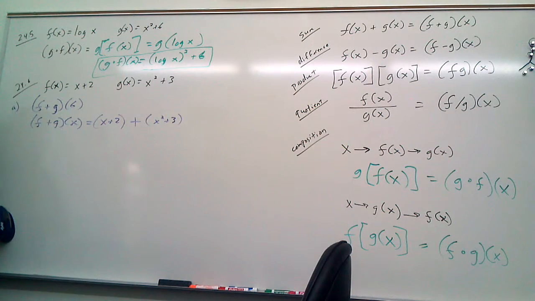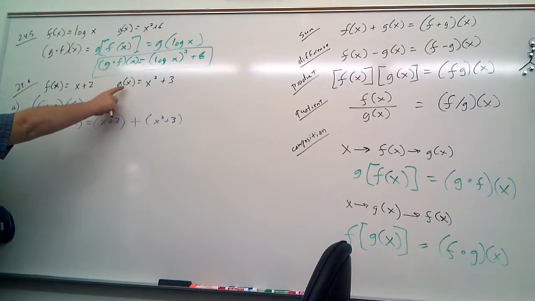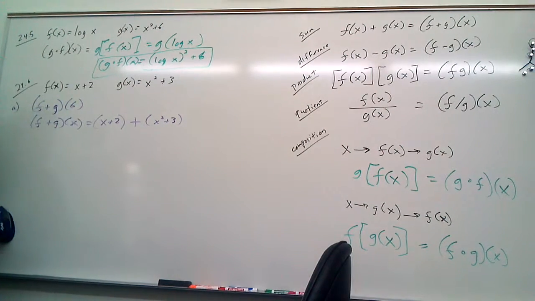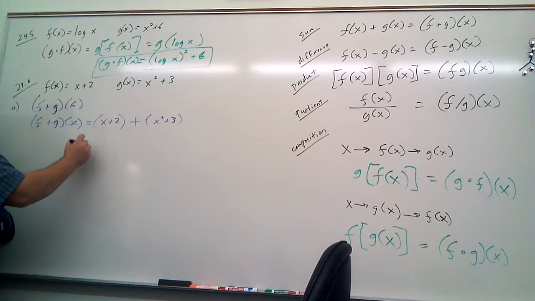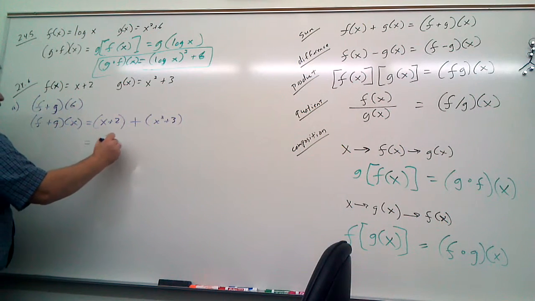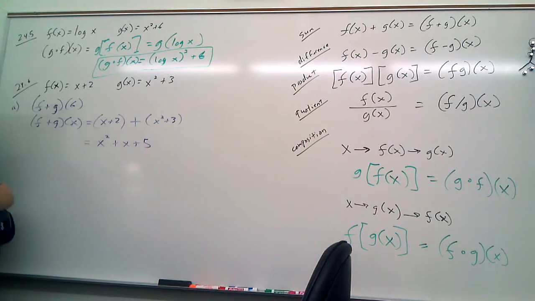Because they told us function g is this. Okay, got it. So this is just all added together, so let's combine our like terms, and we have this. So f plus g of x equals this. That's your answer, right? Almost.